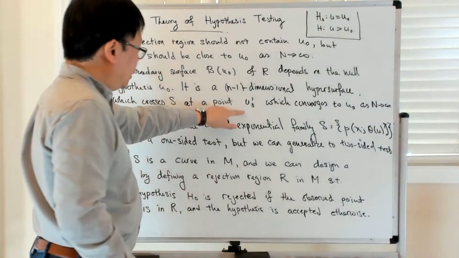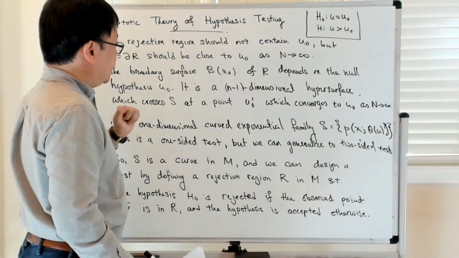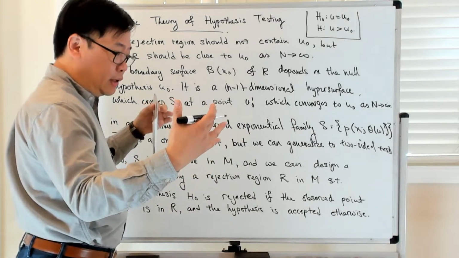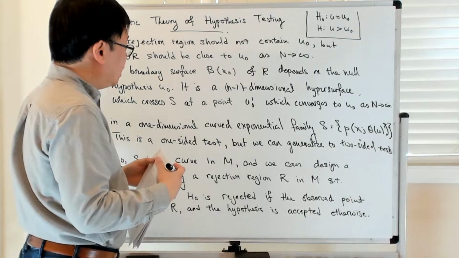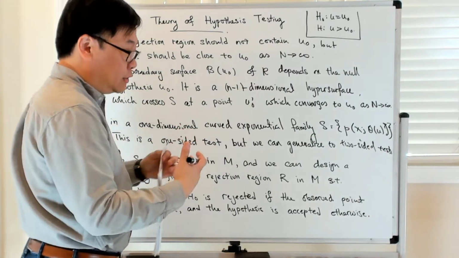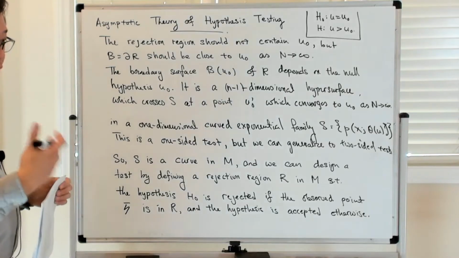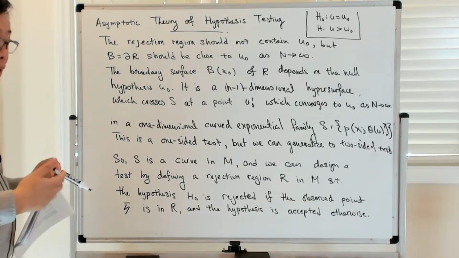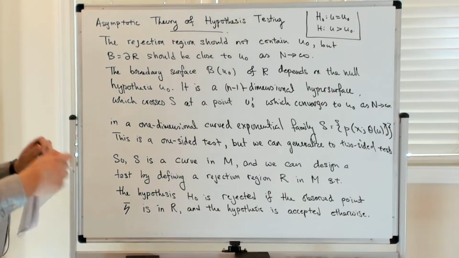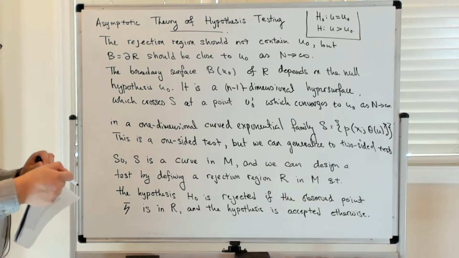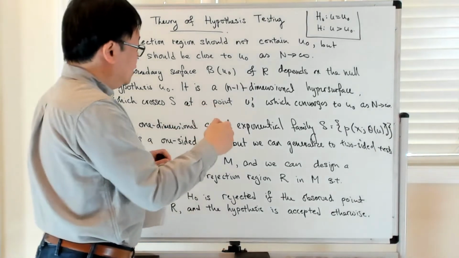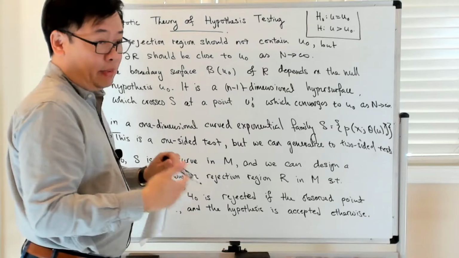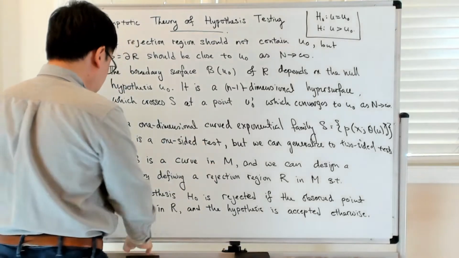So this is just another way of encoding the same condition which we wanted, which is to say that the rejection region should get closer and closer to the null hypothesis as n goes to infinity. Because as n goes to infinity, your estimate of the parameter gets better and better. And so if you actually get an estimate which is far away from the null hypothesis value, then there's a very high likelihood, especially when n is very large, that the null hypothesis is not satisfied and you should reject it.